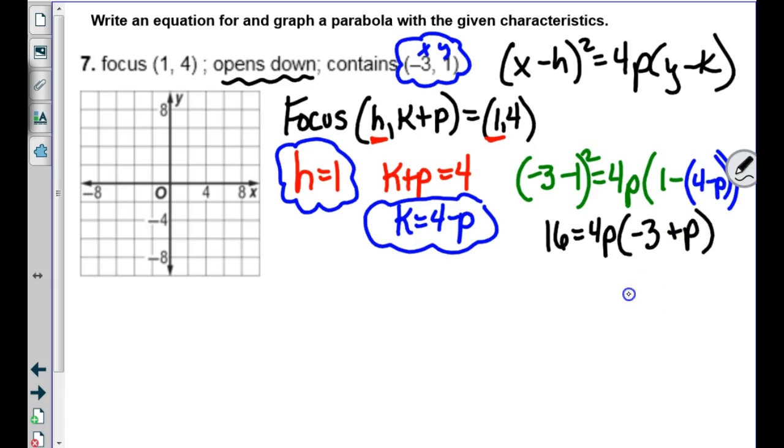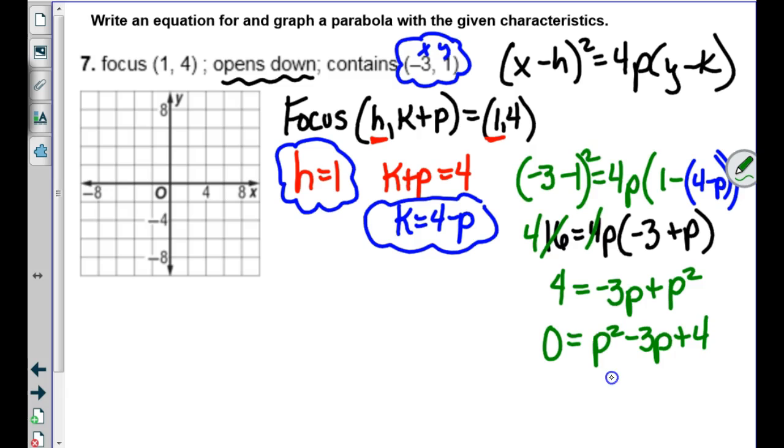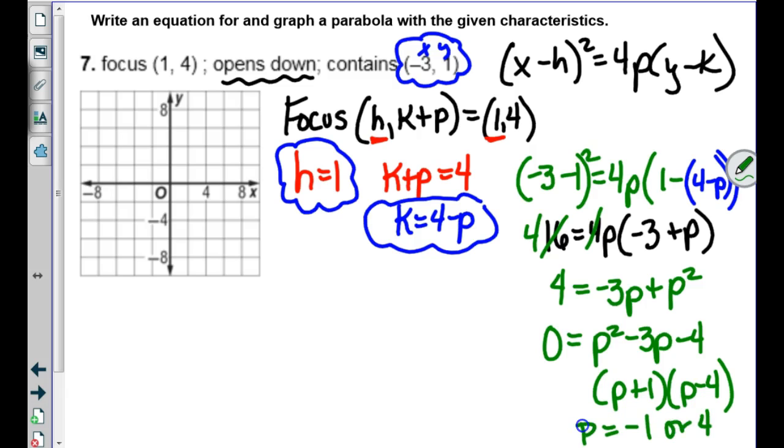Okay. Keaton says we should divide the 4 out right away, because we know we're going to have to eventually. We don't have to, but it makes it easier to factor later. So on the left, I have 4. On the right, I have a negative 3p plus p squared. Or 0 equals, anybody want to rearrange that? Which will factor p plus 1, p minus 4. Give me a negative 3. So I get p equals negative 1 or positive 4.